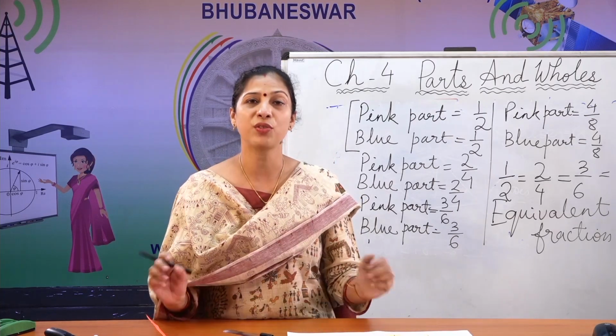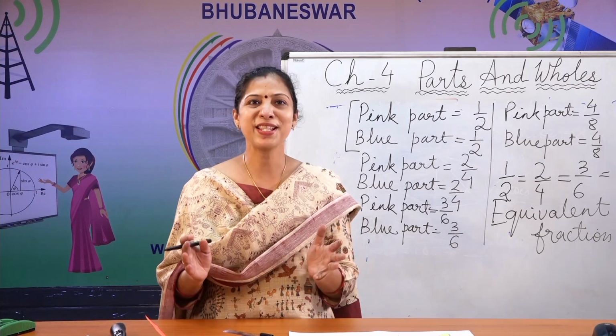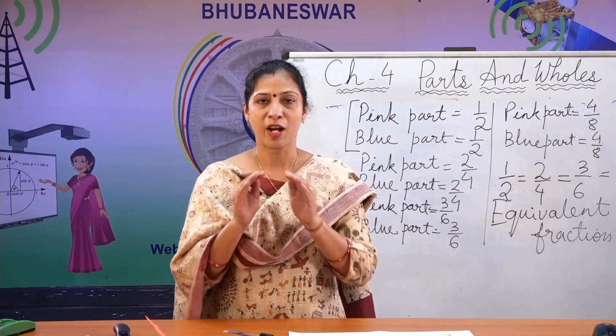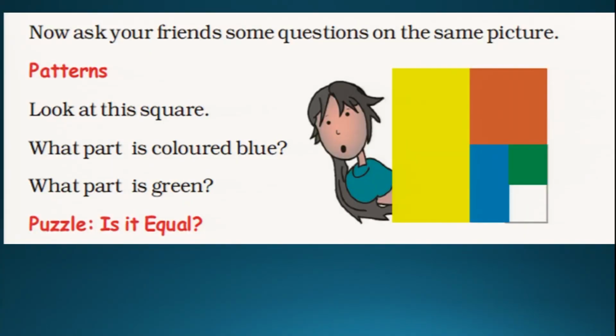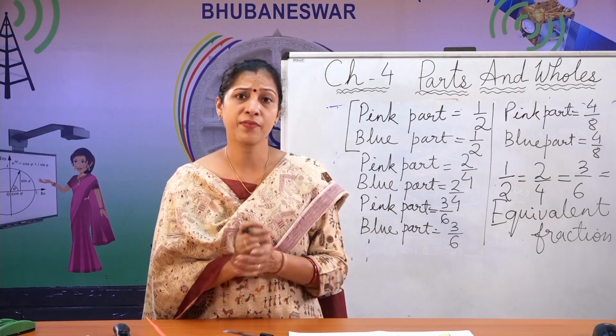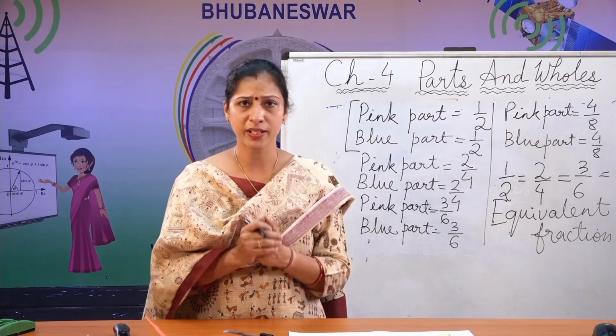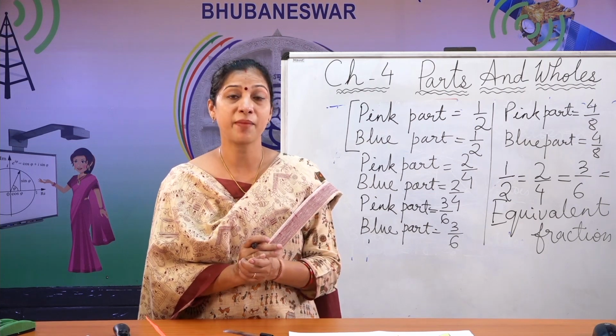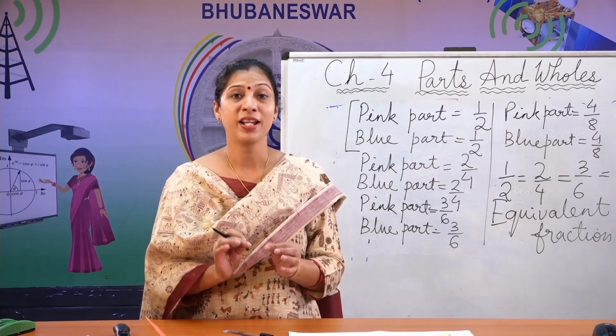Now children, this is a very interesting puzzle for you, a task for you. You can color a piece of square paper like this and show it to your friends and ask questions from this puzzle. You can ask them which part is colored blue, which part is colored green, are they equal, are the part colored yellow and the part colored orange equal, or is the part colored blue more than the part colored orange. Just by calculation you can find out the answers, make different questions and give them to your friends.